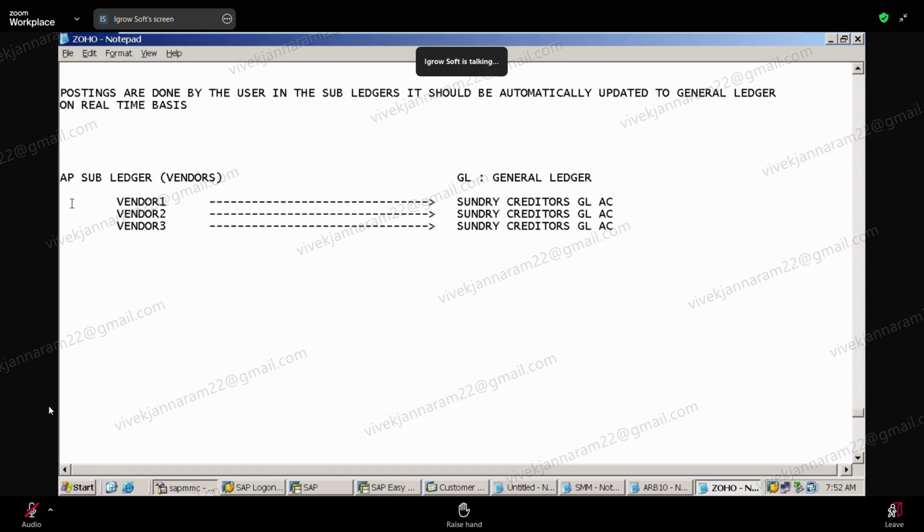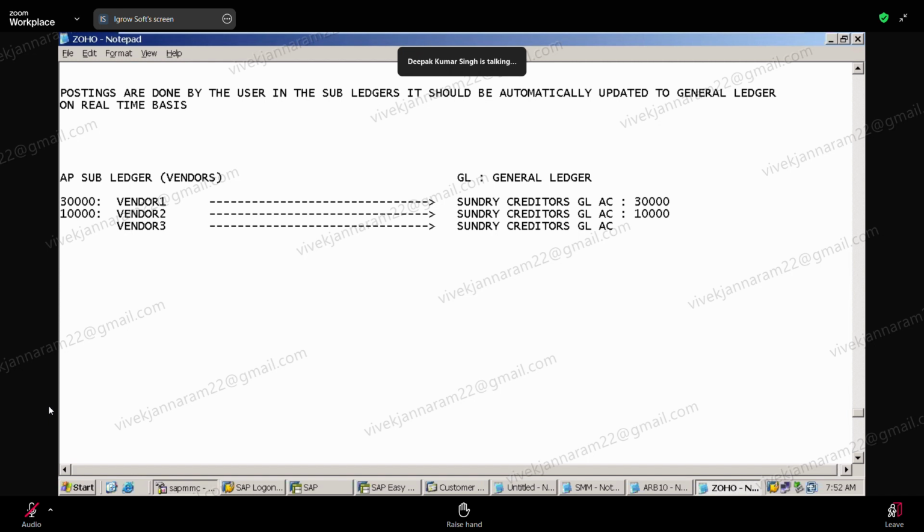Suppose I am buying 30,000 with vendor 1. The user will post here in the AP subledger, vendor 1. But what will the system do? The system will automatically update here also. Correct? Suppose a user is buying 10,000 with vendor number 2. He is posting in the subledger, but the system will take this 10,000 to the general ledger also.